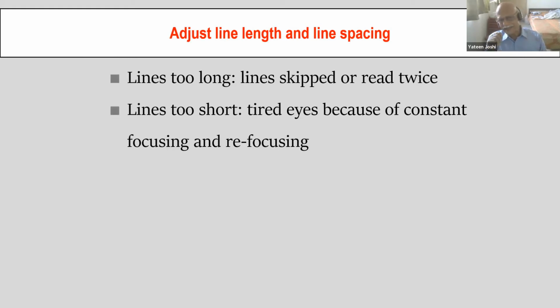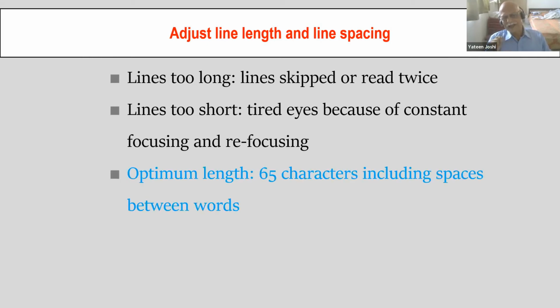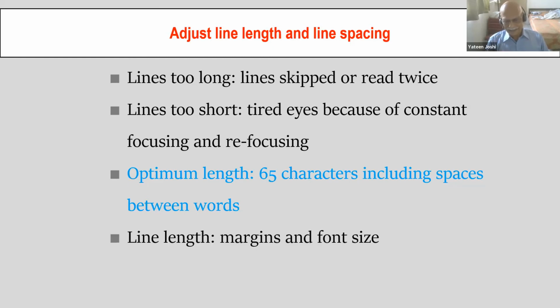So we should avoid lines that are too long. We should avoid lines that are too short. So what's a sweet spot? A sweet spot is about 65 characters, including spaces. I mean, it's not cast in stone, but that's on average. You can compensate. For instance, if the lines are too long, you can compensate for that to some extent by increasing the spacing between lines.